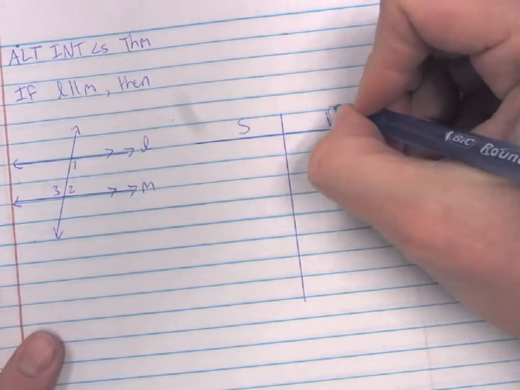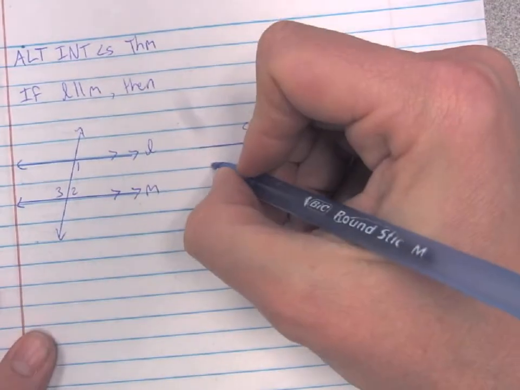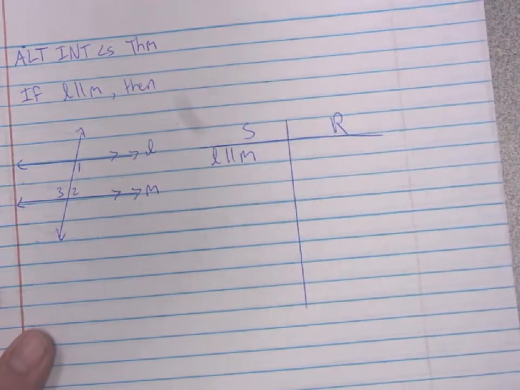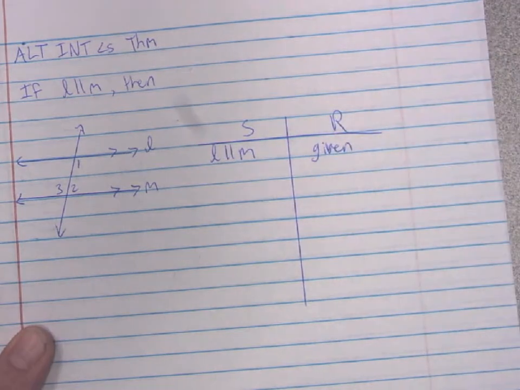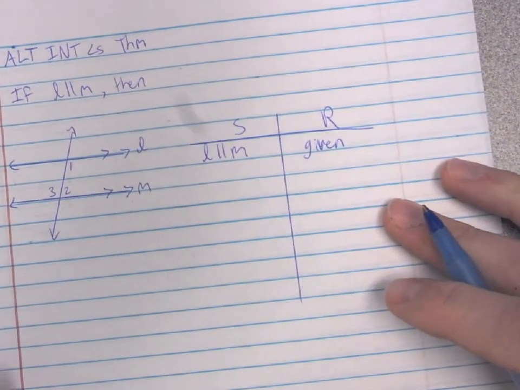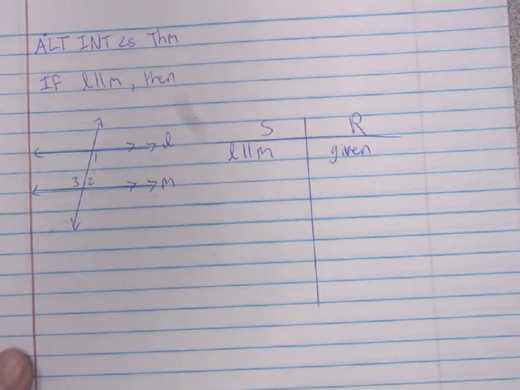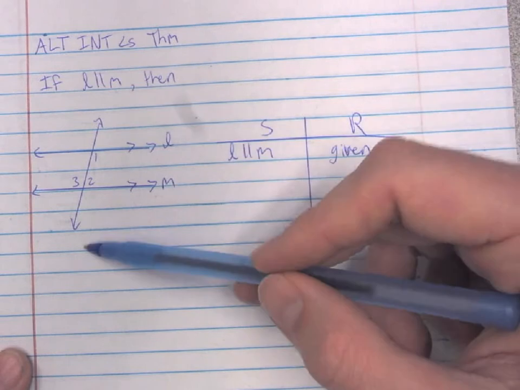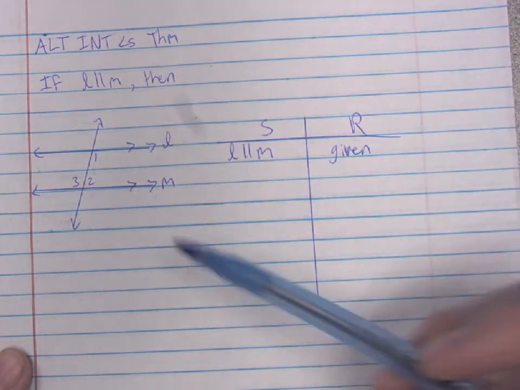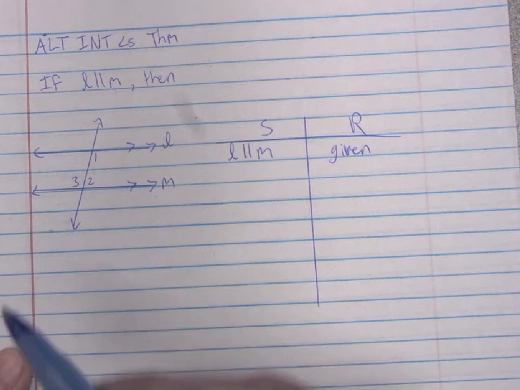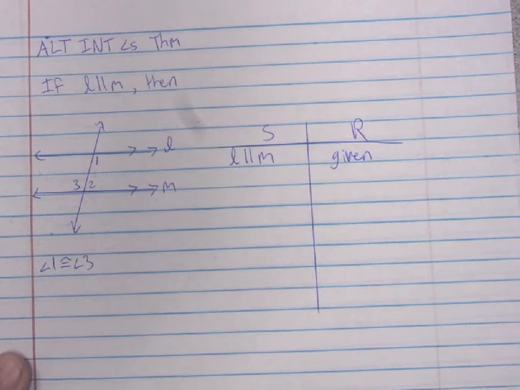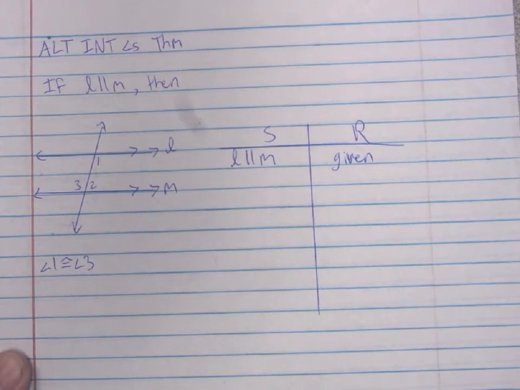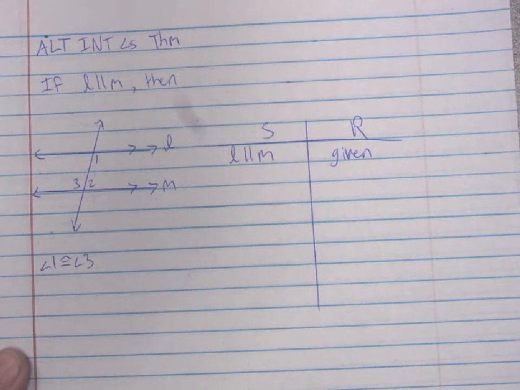So here's my statements, here's my reasons. What we can assume is that L is parallel to M, and the reason for that is given. Remember, when we're trying to prove a theorem, we use the if part as the given and then try to prove the then part. The if part is if two lines are parallel and cut by a transversal. The then part is alternate interior angles are congruent. So what we're going to try to prove is that angle 1 is congruent to angle 3, because those are the alternate interior angles in my figure. And if we can do that, then we're good. We've shown alternate interior angles are congruent for parallel lines. All right, so here's our given.